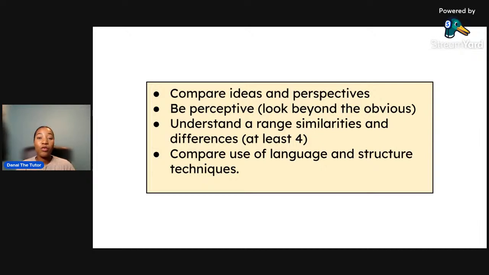And you want to make sure that you've got at least 4. So 2 similarities and 2 differences. And then you want to make sure that you compare the use of language and structure techniques as well. Sometimes people think, I don't know what to write about, I don't know what to say. You can talk about the use of writer's language and structure techniques. Some mark schemes call it writer's method, but it's basically language and structure techniques, okay?